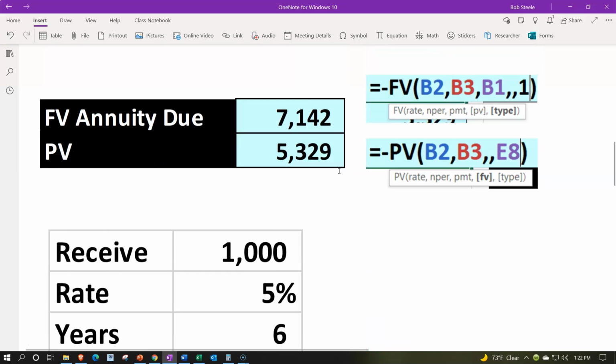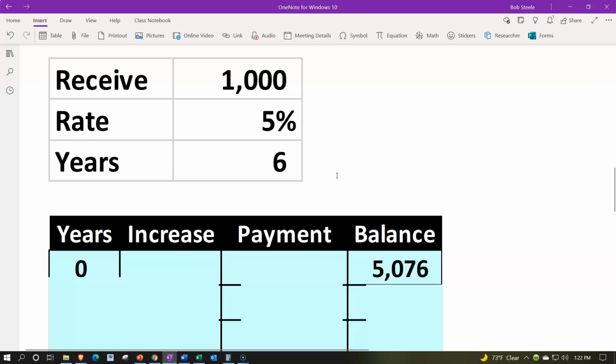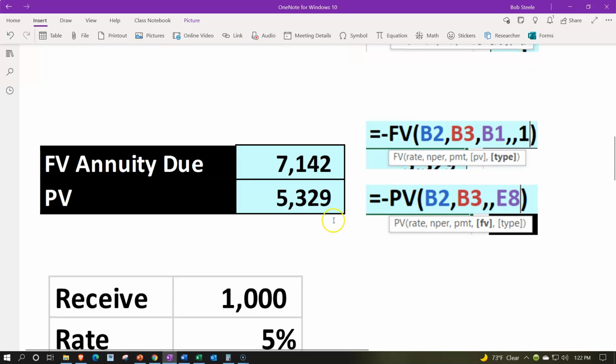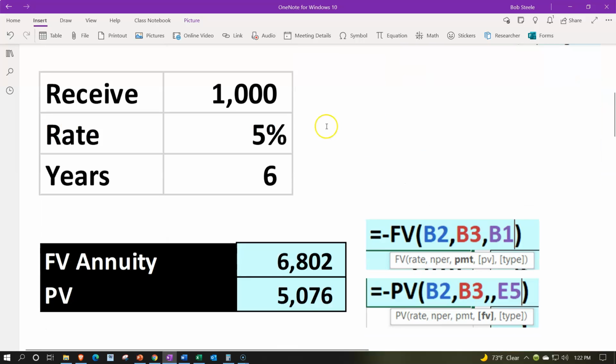Okay, now let's do it again. This time we're going to do a running balance type of calculation. This will be the running balance calculation to verify that present value of the annuity, which looks something like this. We're going to take the end result, that 5,076 that we got basically up top with the normal annuity here and the normal annuity here.